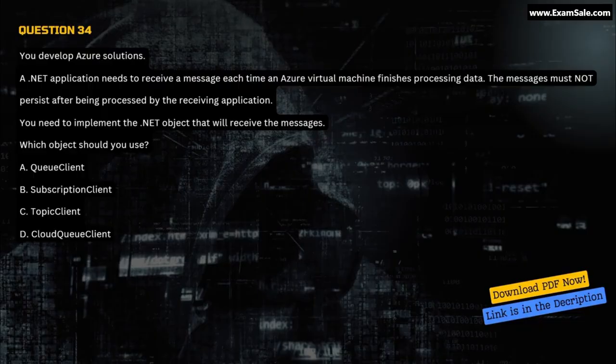A .NET application needs to receive a message each time an Azure virtual machine finishes processing data. The messages must not persist after being processed by the receiving application. You need to implement the .NET object that will receive the messages. Which object should you use?